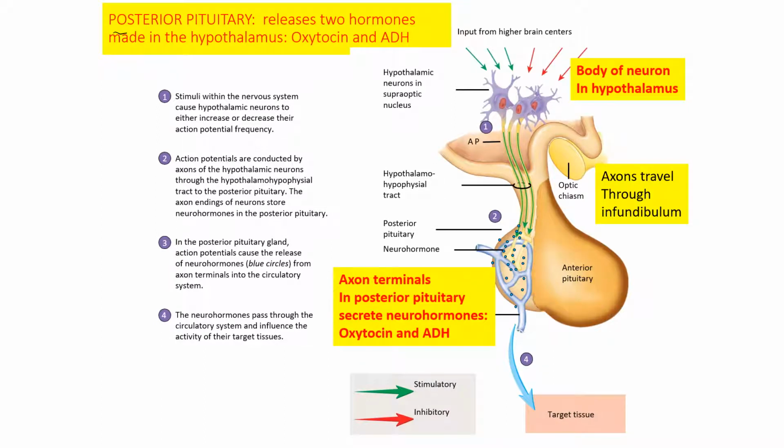The posterior pituitary gland secretes two hormones, oxytocin and ADH. ADH stands for anti-diuretic hormone. Remember that these hormones are made by the bodies of neurons in the hypothalamus. The hormone is sent via the axons of these neurons to the posterior pituitary where they are secreted into blood vessels.